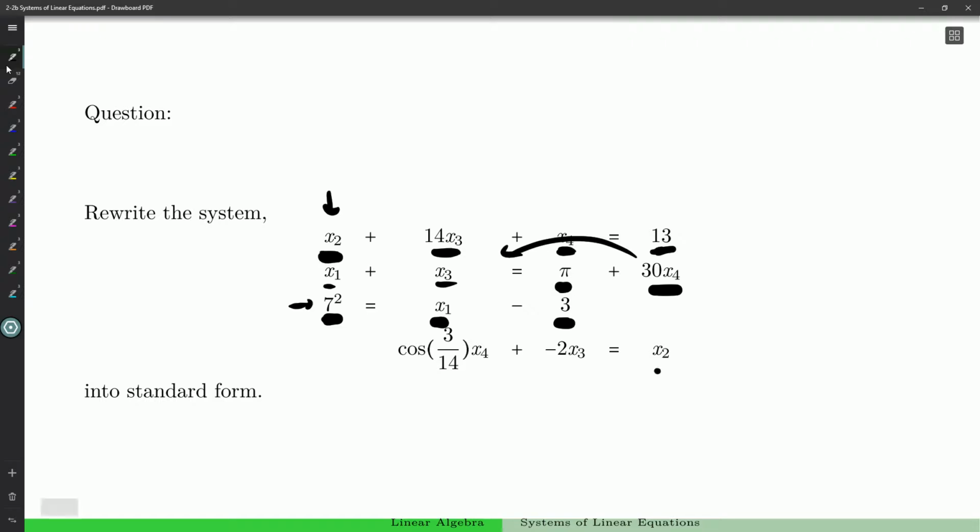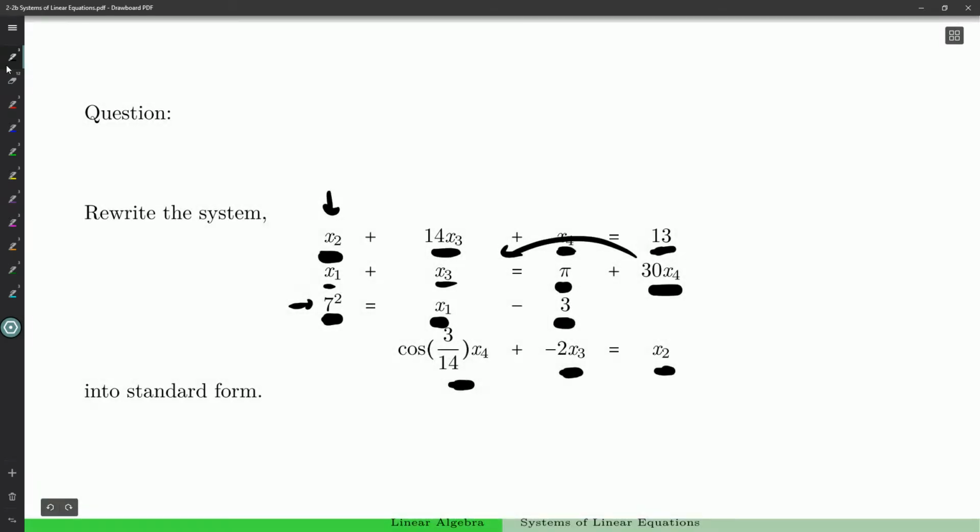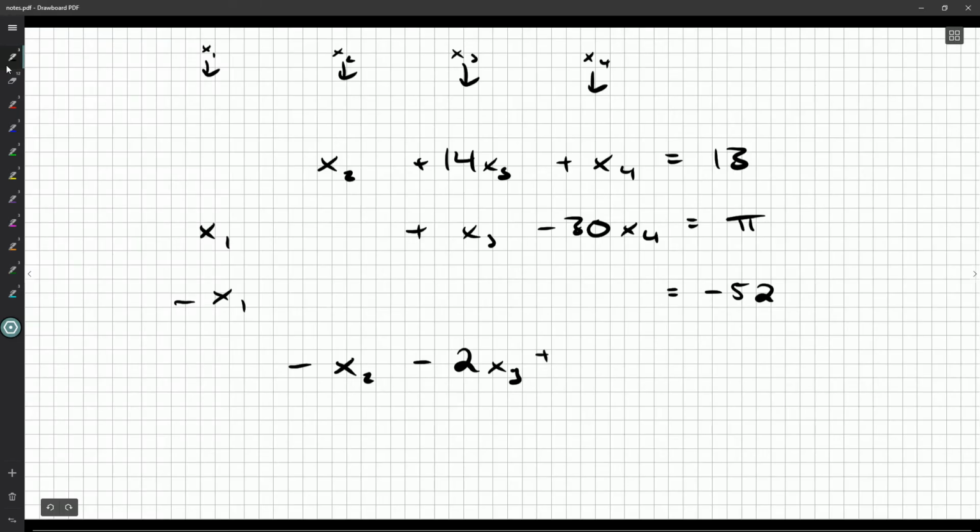And the last expression, we've got x2s and x3s and x4s. They're in the wrong order. x2 is even on the wrong side, so we'll bring it over, minus x2, put x3 and its coefficient in the proper spot. And then I can't really simplify cosine 3 over 14, so we're not going to try. But we'll just leave it there. Okay. And it's all equal to 0 because we don't have any constants. There are 0 constants. But there we go. Everything's nice and neat and ordered. This is in standard form.